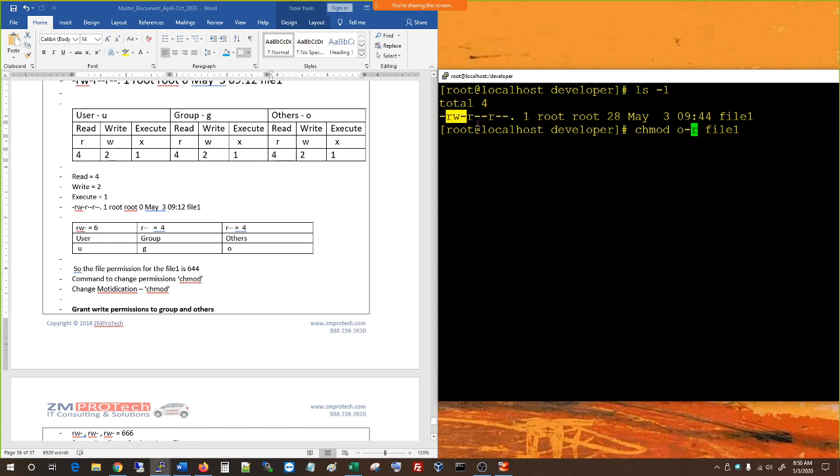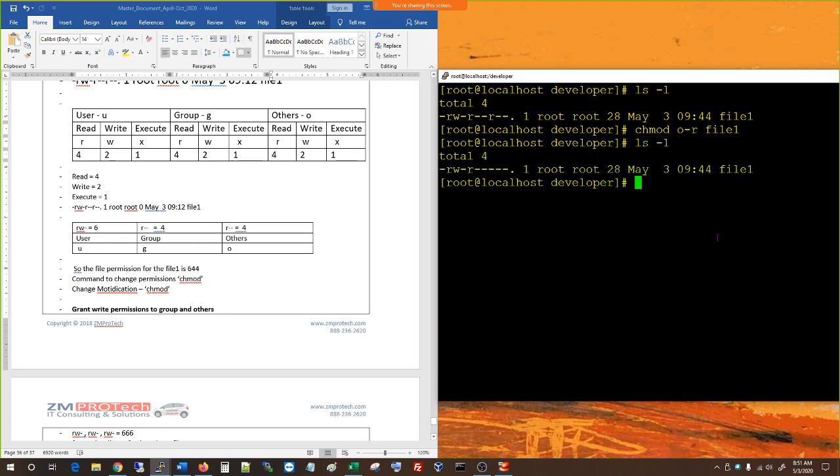User is this block, and group is this block, and other is this block here. So I'm just worried about this block here. This is the O part. Three items here belong to O, and out of that I'm taking out R. So if I do ls -l, now there are no permissions here.